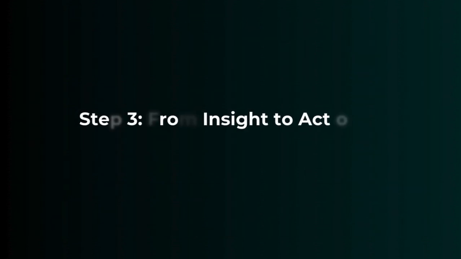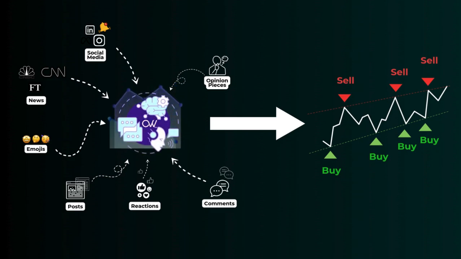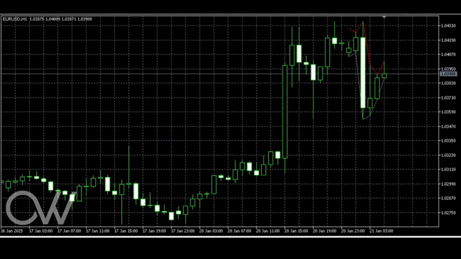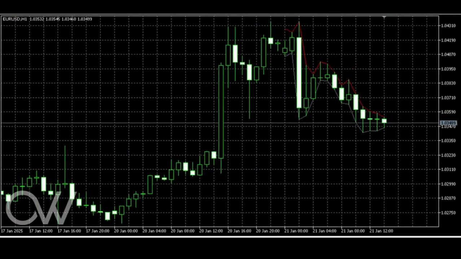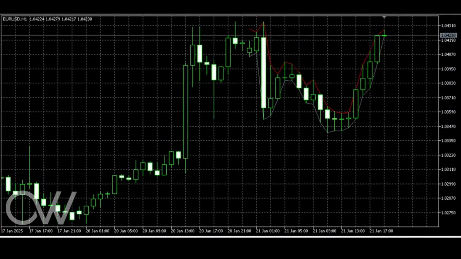Step 3. From insight to action. After the sentiment data is scraped and analyzed, AI algorithms leverage this insight to make market predictions. By combining sentiment scores with historical market data and advanced machine learning models, the system forecasts potential price movements, identifying trends and opportunities. These predictions are then used to guide automated trading decisions, enabling real-time, data-driven market actions.